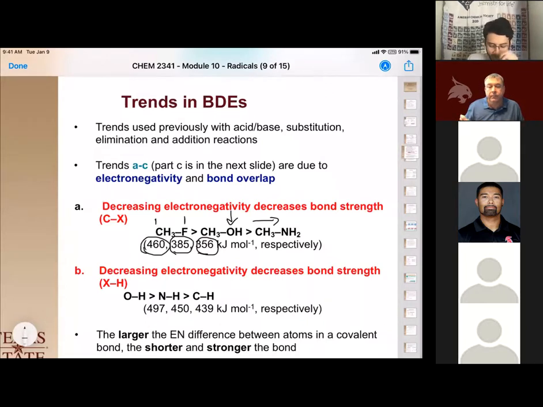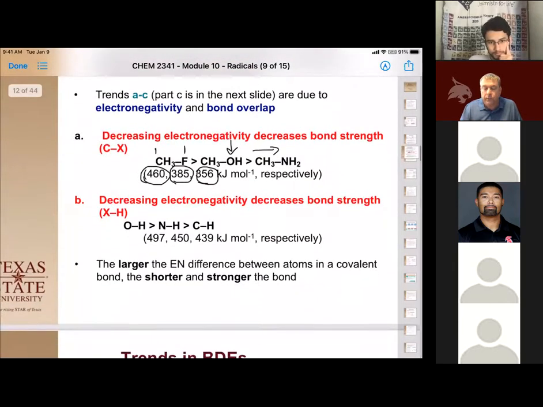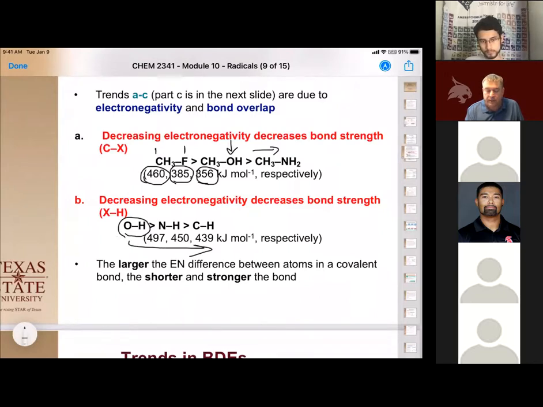Okay. So, and that works between carbons and other groups, but it also works with hydrogen as well. Okay. So if you have a hydrogen bonded to an electronegative atom, the decreasing electronegativity decreases that bond strength. So we have oxygen is more electronegative than nitrogen, and therefore it has a stronger bond. And nitrogen is more electronegative than carbon, and therefore it has a stronger bond.